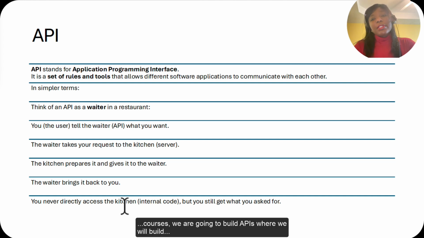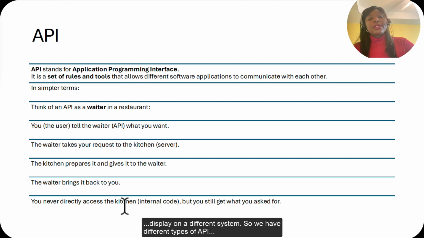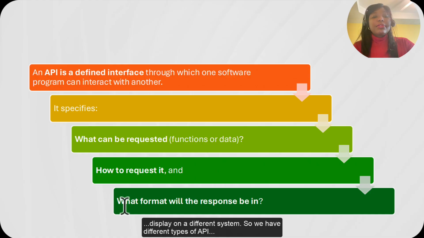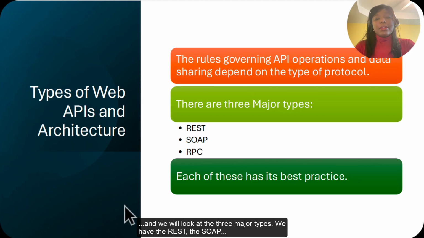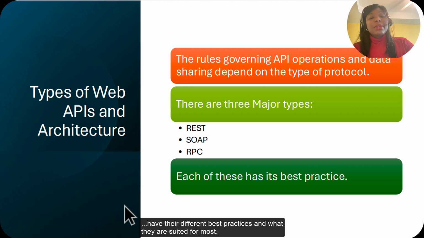In all of our advanced courses, we are going to build APIs where we will build microservices, and we'll see how several systems can communicate with each other, how you can get information from one system and display it on a different system. So we have different types of API, and we'll look at the three major types. We have REST, SOAP, and then we have the remote procedure call. Right, and each of these have their different best practices and what they are suited for most.